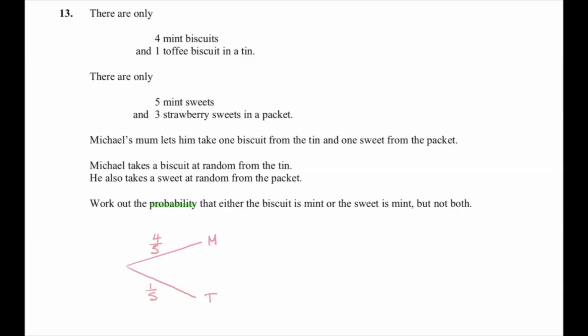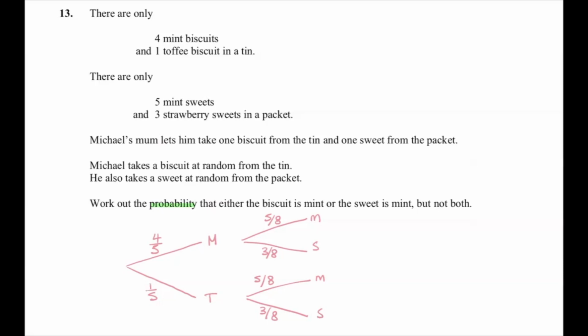And then I'm going to build in my sweet information on the second set of branches. So we've got mint, sweets, and strawberry. Just keep the logical order going. And we've got 5 out of 8 being repeated across that diagram. Now let's remind ourselves, we've got to work out the probability that either the biscuit is mint or the sweet is mint, but not both.